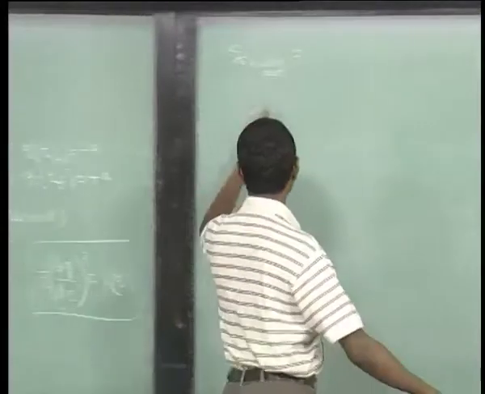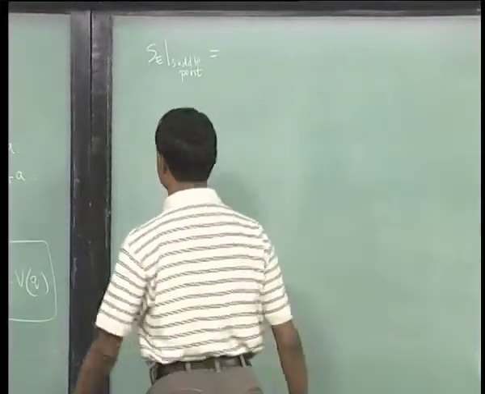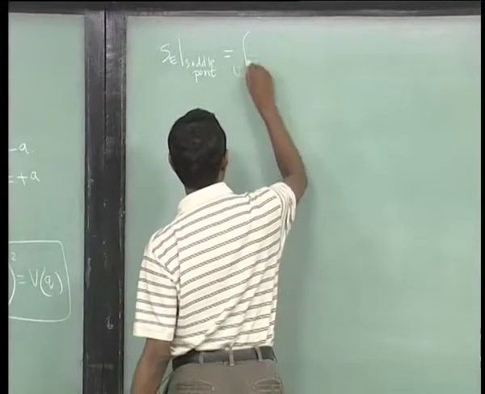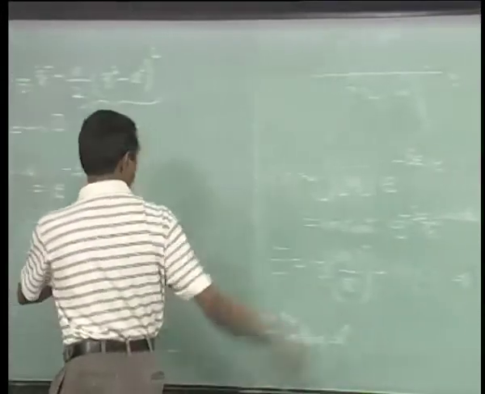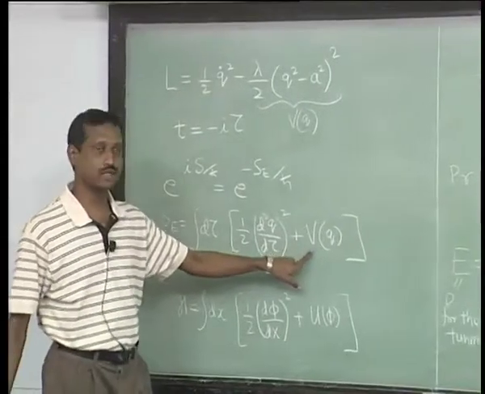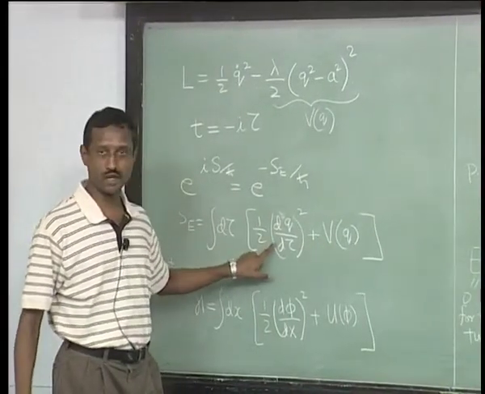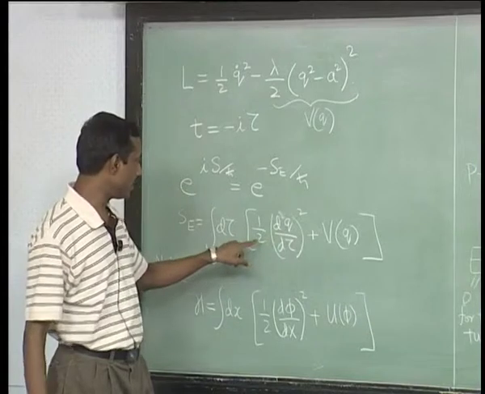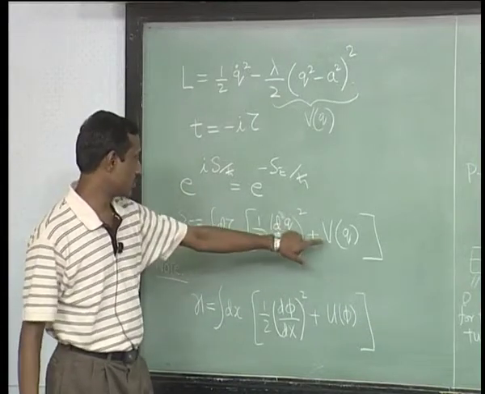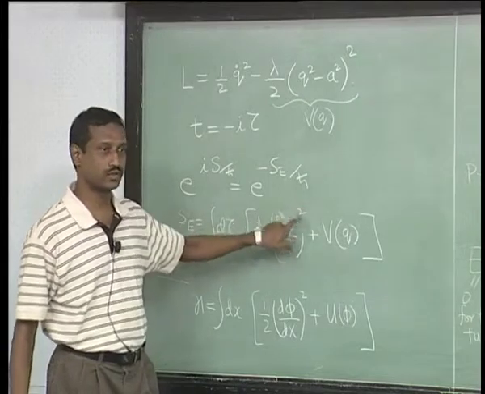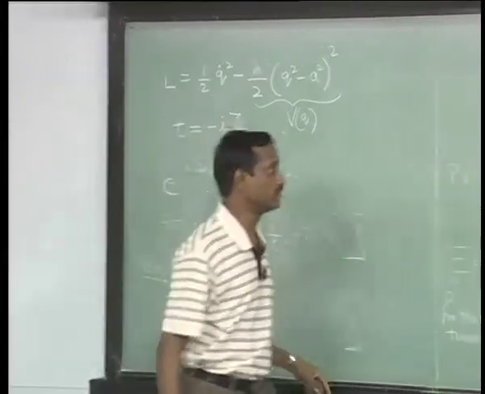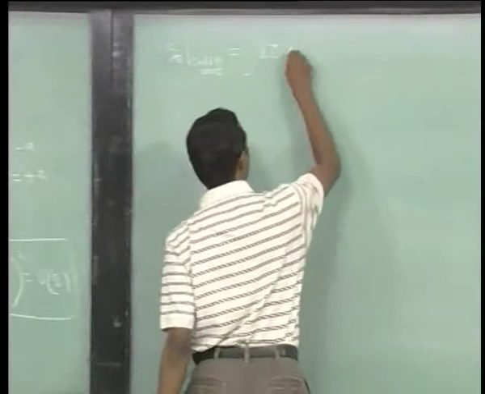So S of q at the saddle point would be the integral over d tau of, that boxed quantity tells you V of q is the same as half (dq by d tau) whole square. So I can just substitute, and this would become just (dq by d tau) whole square, because half plus half is 1. I can write it in this fashion, but I will write it slightly differently.